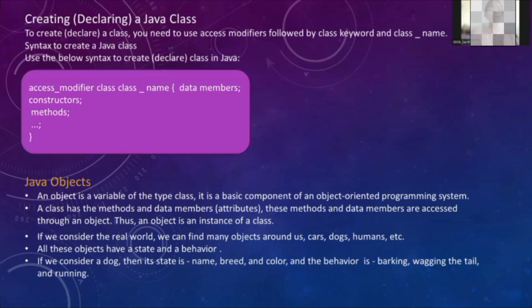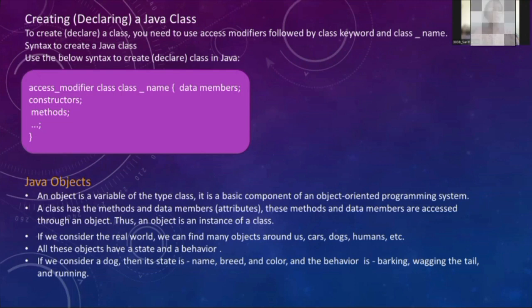Creating or declaring a Java class. To create a class, you need to use an access modifier followed by the class keyword and the class name. Here we can see the syntax to create a Java class: the access modifier followed by the class name, and in that we can define the data members, constructors, and methods.